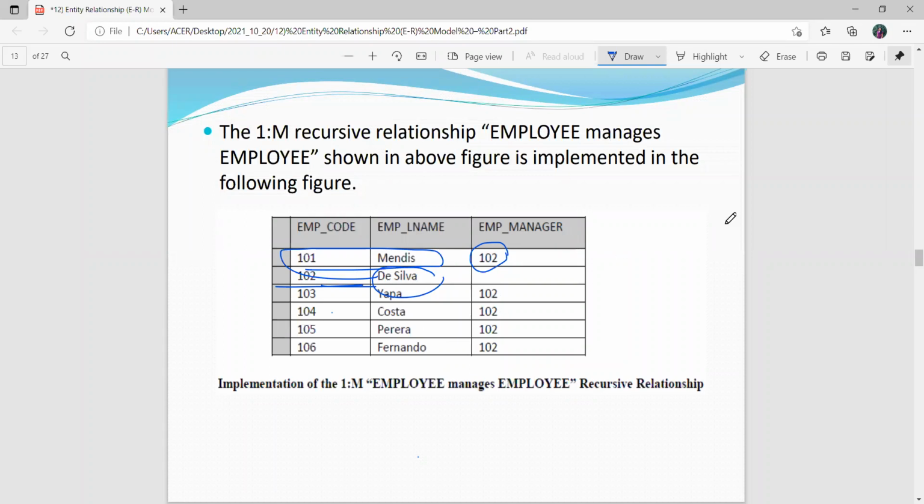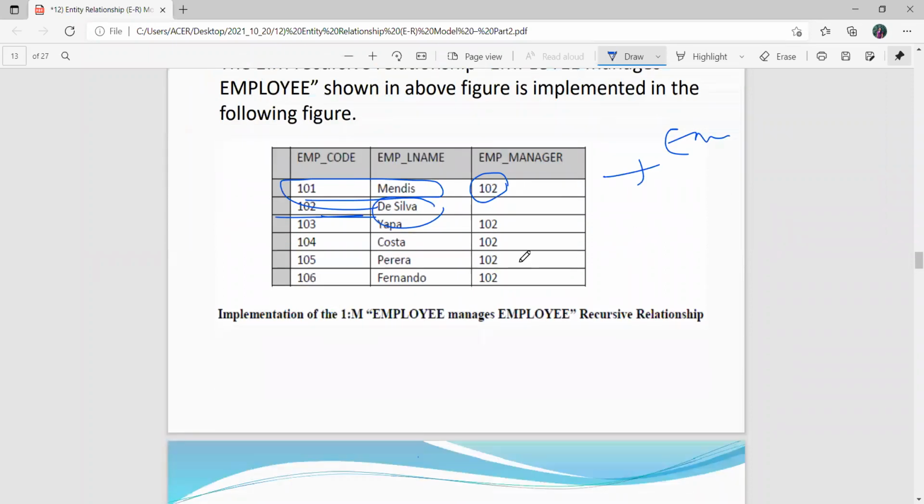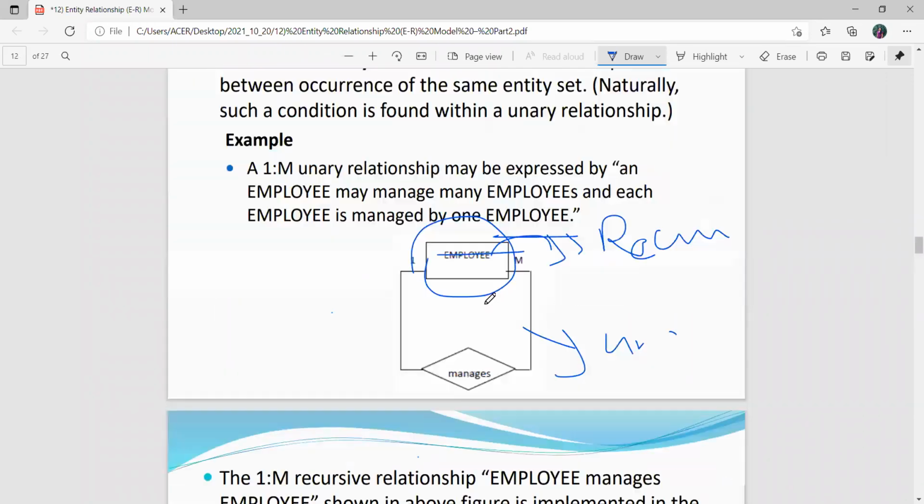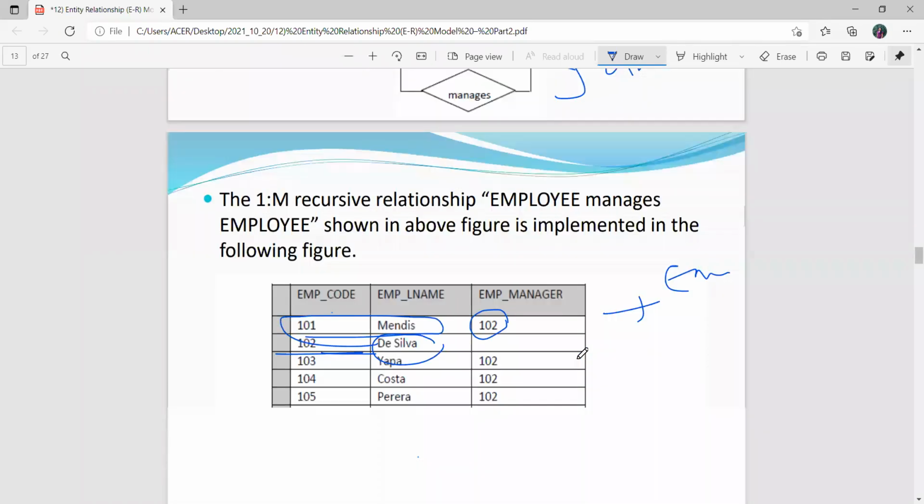But all these belong to the employee category of the employee entity. So this is known as the recursive entity. This relationship is a unary relationship.